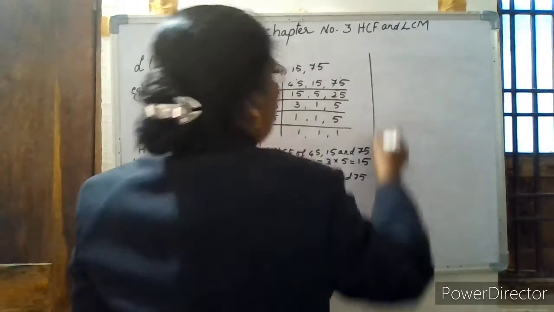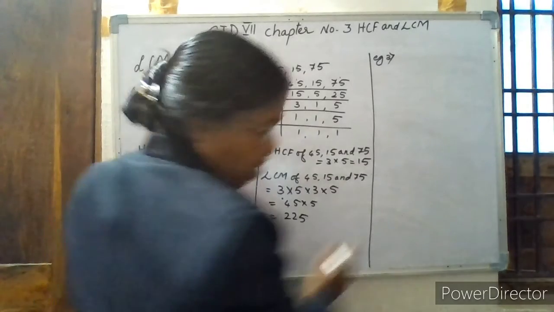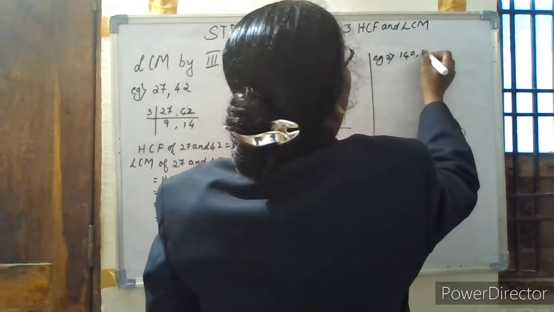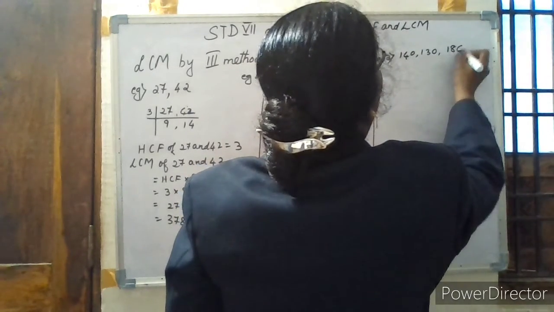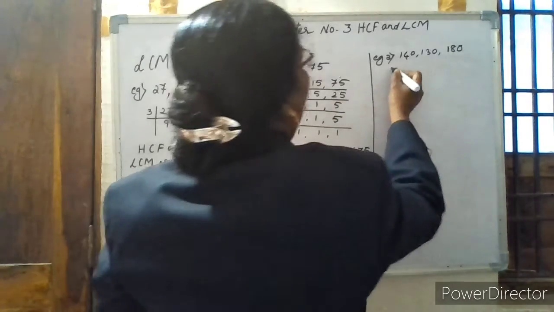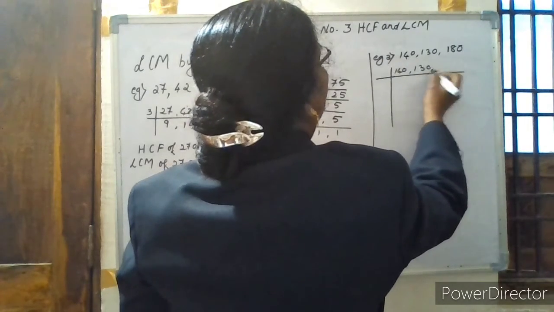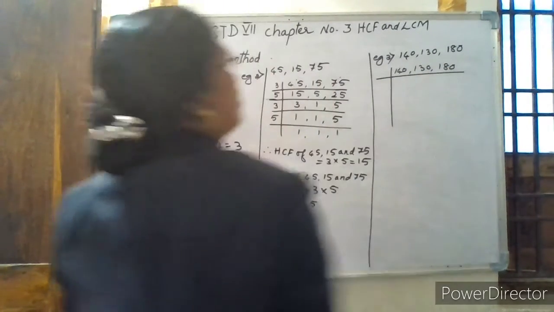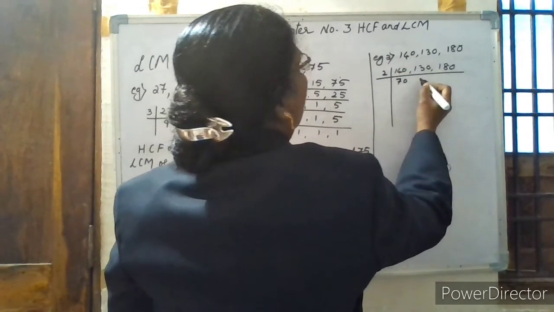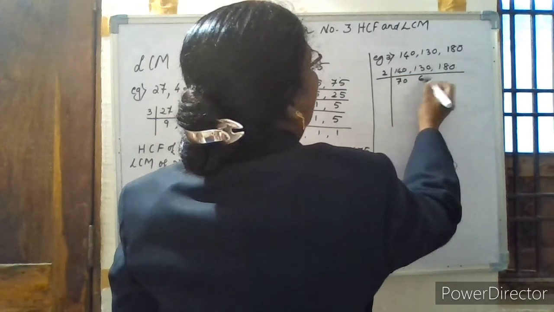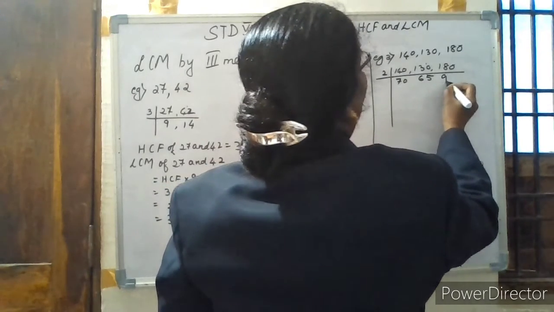Now another example we will take, example 3. The numbers are 140, 130 and 180, suppose we take. So from the column, you write 140, 130 and 180. All these are even numbers. We can divide them by 2. 2 7s are 14, 70. 2 6s are 12, carry 1, 2 5s are 10. Then 2 9s are 18 and this 0.